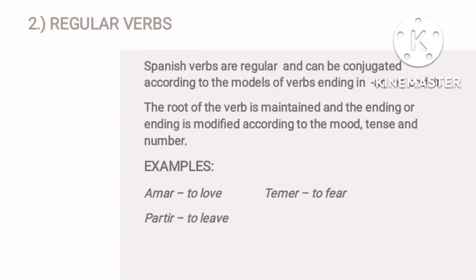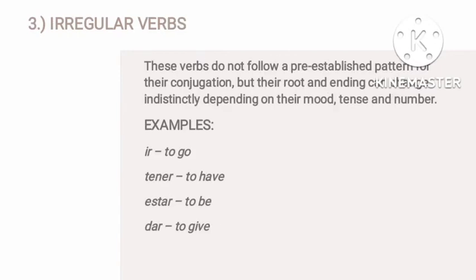The second one is the regular verbs. Spanish verbs are regular and can be conjugated according to the models of verbs ending in -ar, -er, and -ir. The third one is the irregular verbs. These verbs do not follow a pre-established pattern for their conjugation, but their root and ending can change indistinctly depending on their mood, tense, and number.